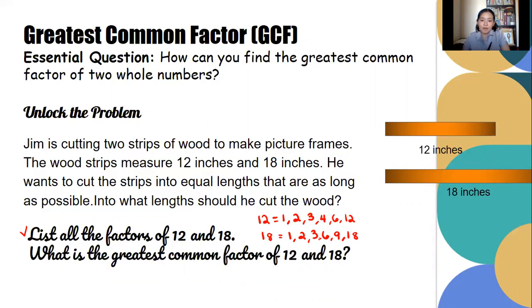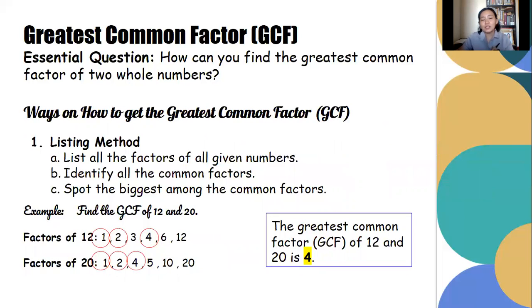Spotting now the common factors and deciding which among the common factors is the biggest, we can see that the biggest common factor between 12 and 18 is 6. Now, to answer the problem, we can say that each piece of wood can be cut at most 6 inches long. Okay? Now, these are the ways on how to get the GCF or the greatest common factor.